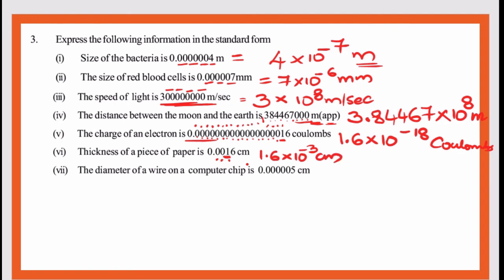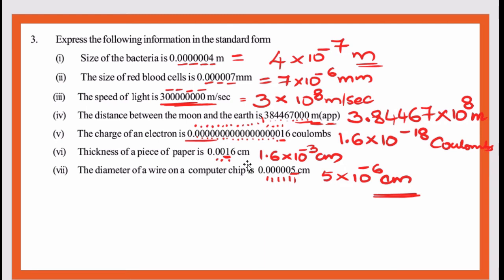Next, diameter of a wire of a computer chip. You might have seen computer chips, those are very small. Now first non-zero I am getting at 5, so the values are there, 2, 3, 4, 5, 6. So I can directly write it as 5 into 10 power 6 centimeters. So these are nothing but the standard forms of those particular things which we see in our day-to-day life, right? These are the applications we will have in our day-to-day life.